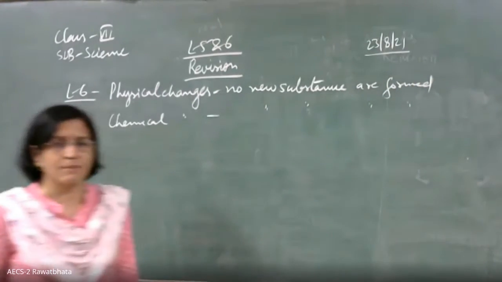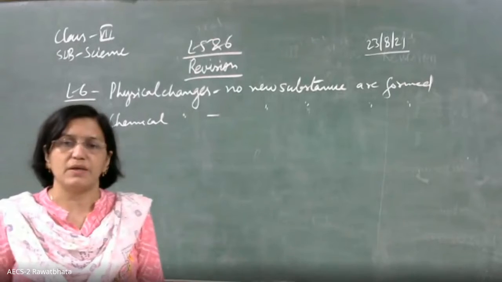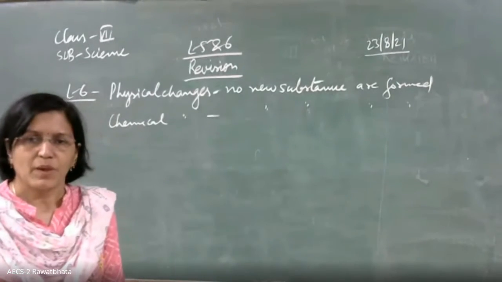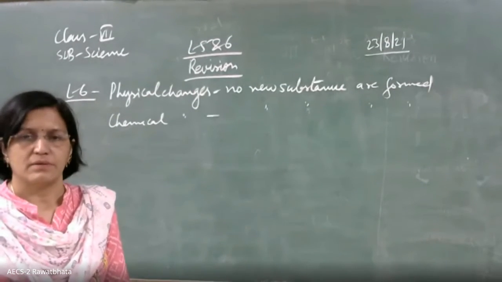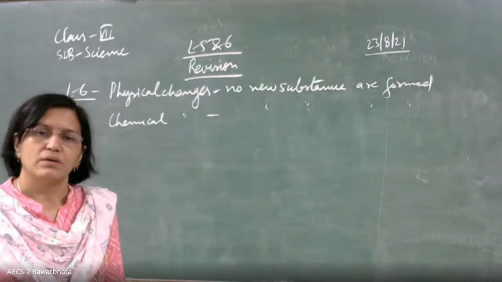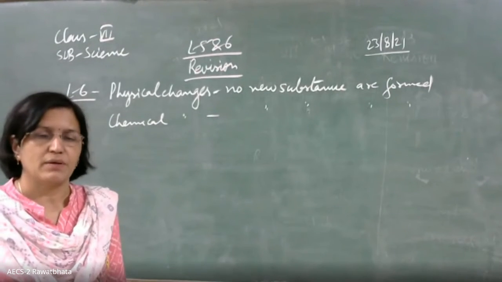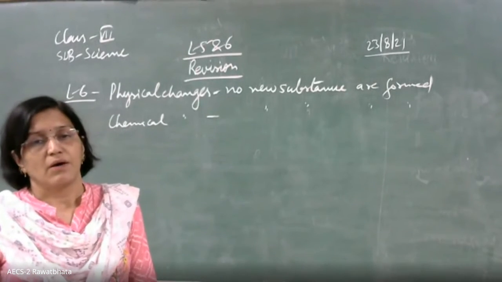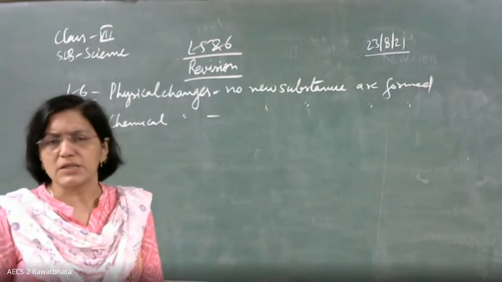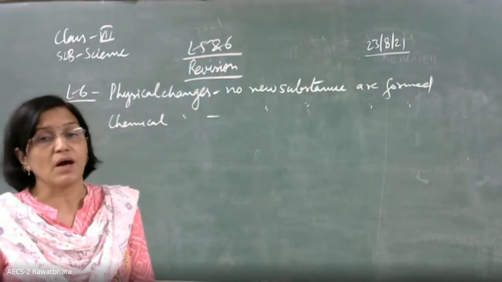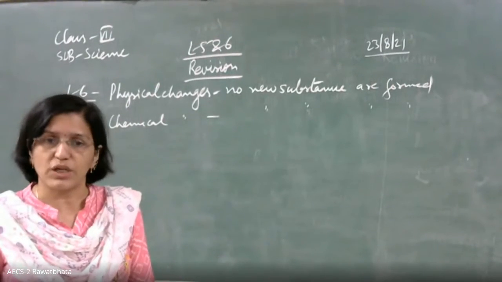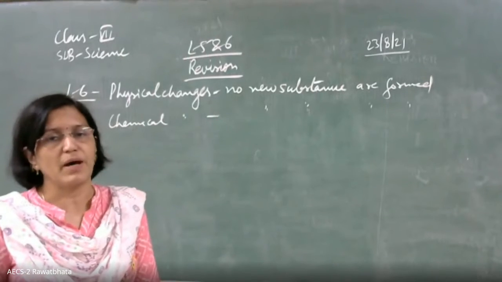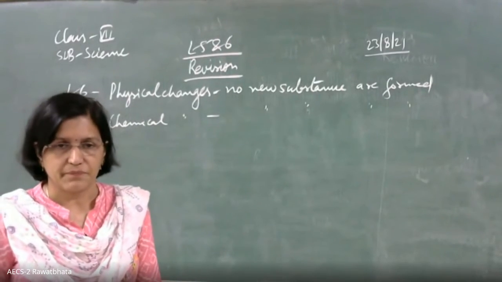And of course, examples we know very well for physical changes. They may be, for example, melting, boiling, freezing. All of them are physical changes. Tearing of paper. But if you are talking about chemical changes, burning, all types of burning, wherever they write this term burning, all of them are actually chemical changes. Cooking of food, decomposition, all of them are chemical changes.